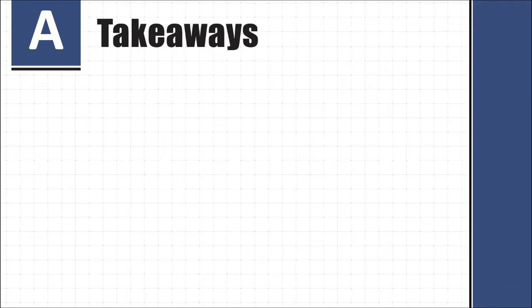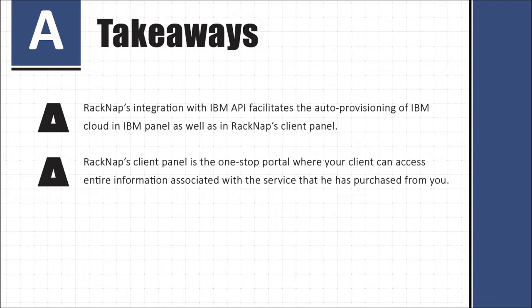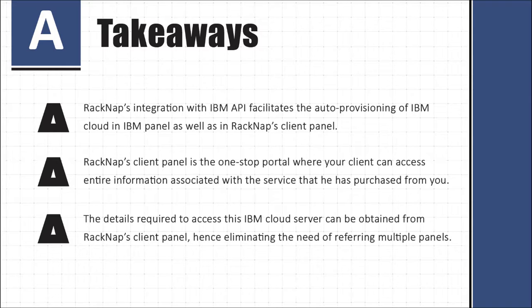Now, let us have some key takeaways from this section of the demonstration. 1. RackNap's integration with IBM API facilitates the auto-provisioning of IBM Cloud in the IBM panel as well as in RackNap's client panel. 2. RackNap's client panel is the one-stop portal where your client can access entire information associated with the service that he has purchased from you. 3. The details required to access this IBM Cloud Server can be obtained from RackNap's client panel, hence eliminating the need of referring to multiple panels.